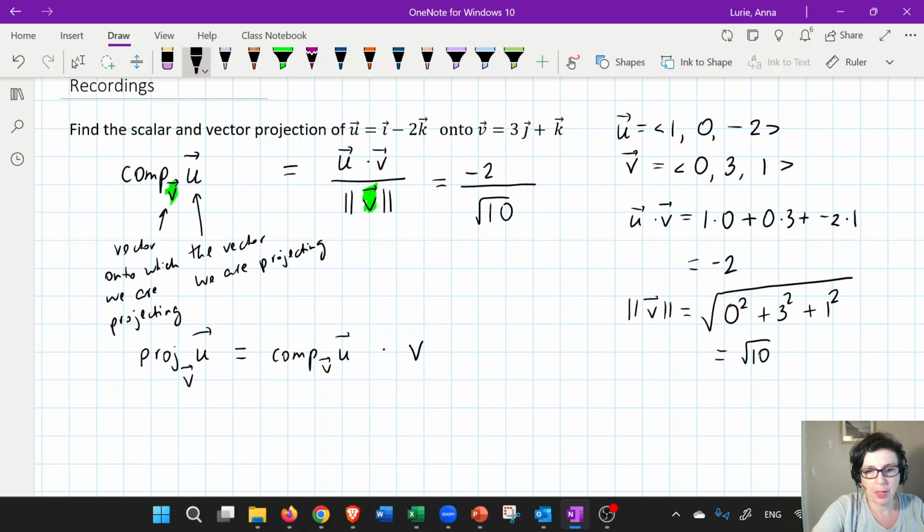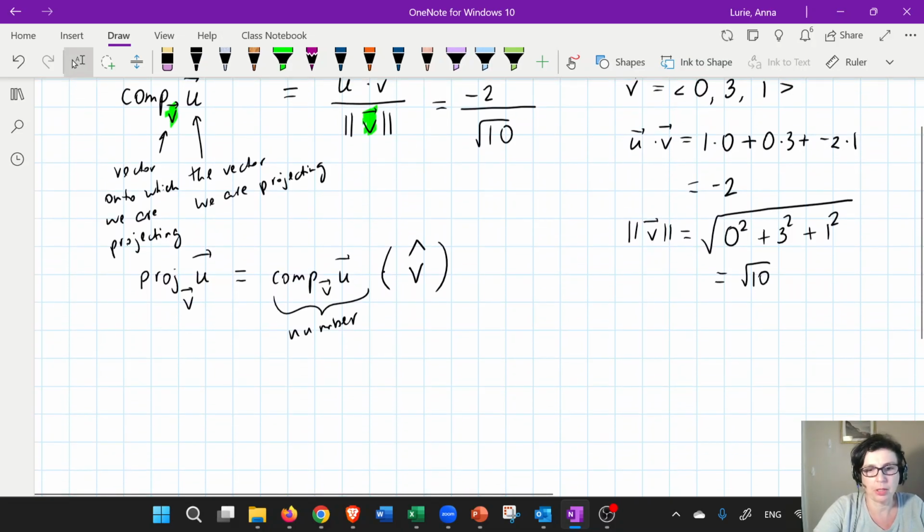So I'm going to multiply by v, but not really by v, by v with the hat. The multiplication is just multiplication of a number times a vector. So this right here is just a number. This is not like it's a dot product or a cross product or whatever. This is just a scalar multiplication. So we're basically multiplying each component of v with the hat by the number we just got, the scalar projection, which is -2 over square root of 10.